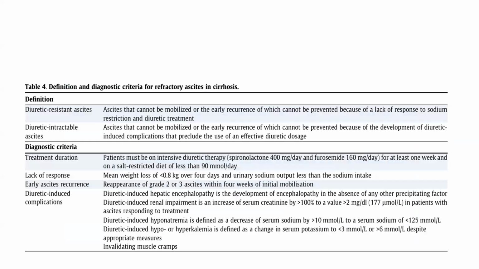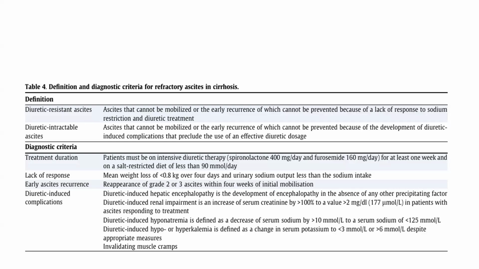Now, what is refractory ascites? Diuretic resistant ascites: ascites that cannot be mobilized or early recurrence of which cannot be prevented because of lack of response to sodium restriction and diuretic treatment. Diuretic intractable ascites: ascites that cannot be mobilized or early recurrence of which cannot be prevented because of development of diuretic induced complications that preclude the use of effective diuretic dosage.